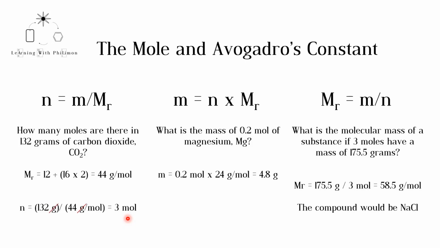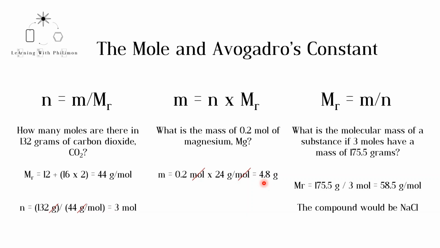In the second question, we are trying to calculate the mass of 0.2 moles of magnesium, Mg. As we are dealing with an element, we do not need to calculate the Mr. We can simply find the atomic mass on the periodic table, which is equal to 24 grams per mole. Multiplying this by 0.2 moles, we get 4.8 grams. Note that the units of mole cancel out.